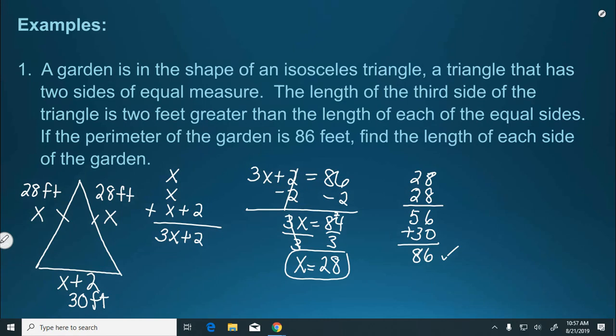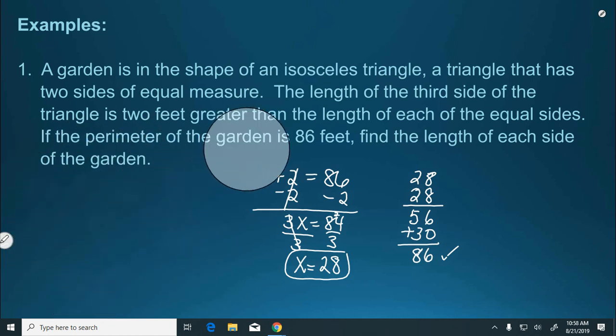Okay, so again, keep in mind, you need to build the problem. Do not jump right into writing an equation. What a lot of kids do is see that x plus 2 and just put x plus 2 equals 86. Then they've solved the entire thing incorrectly. Make sure you're labeling all sides, building the equation, then determining the length of each side. All right, let's take a look at the next example.